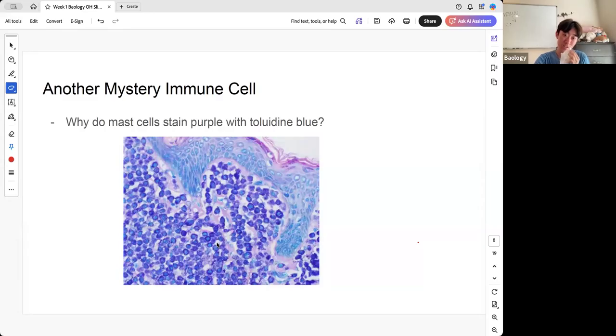What did Anish say? Heparin is negative. Okay, so what are mast cells? Let's talk about this. Mast cells are a type of immune cell, and their biggest role is in the allergy response or inflammation.